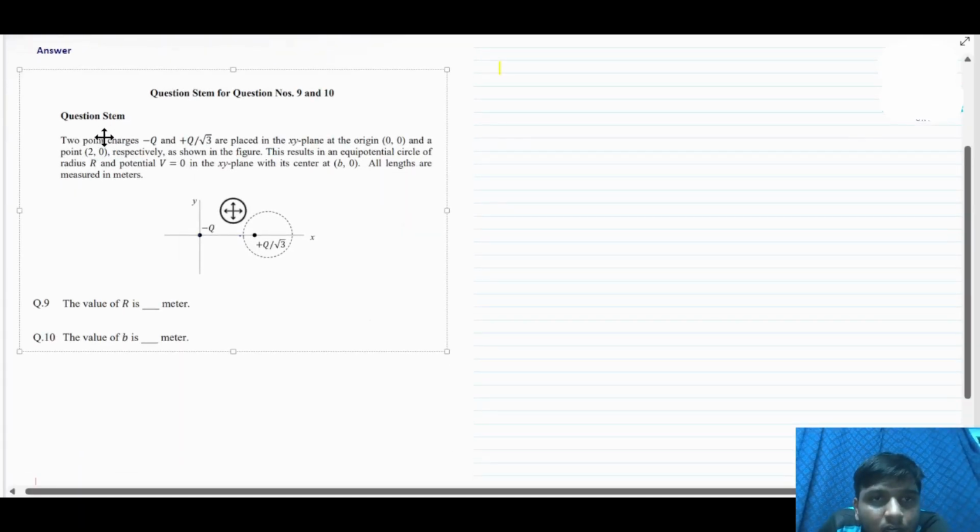So they're given two charges of minus q and plus q by root 3, which are placed at some coordinates, like one is at the origin and one is at 2, 0, respectively, and they result in an equipotential circle of radius r and potential V equal to 0 in the xy plane with the center at b, 0. All lengths are measured in meters. Okay, so let's see how we can solve this question.